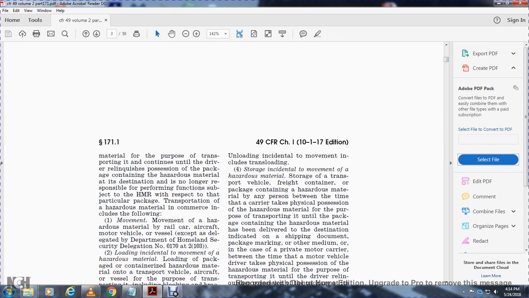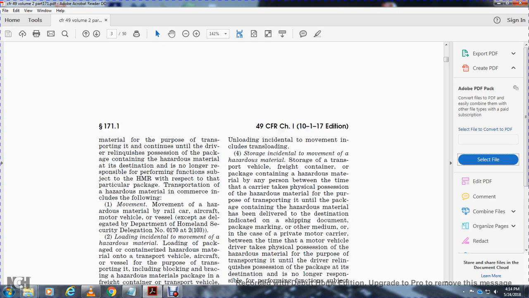It continues until the driver relinquishes possession of the package containing the hazardous material at its designation and is no longer responsible for performing the functions subject to the Hazardous Materials Regulations with respect to the particular package. Transportation in commerce concludes following movement of the hazardous material by rail car, aircraft, motor vehicle, or vessel, excluding movement delegated to the Department of Homeland Security, Delegation Number 170.1 at 21.03.